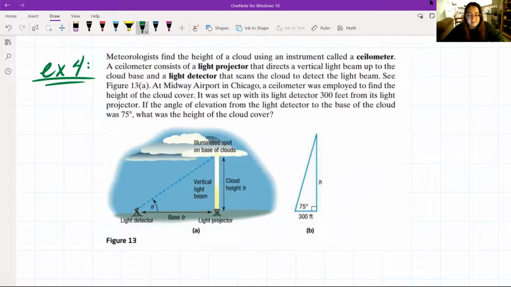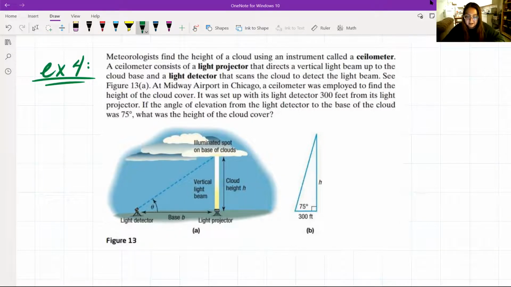So example 4: meteorologists find the height of a cloud using an instrument called a ceilometer. A ceilometer consists of a light projector that directs a vertical light beam up to the cloud base, and a light detector that scans the cloud to detect the light beam. So see figure 13a. 13a is our actual illustrated image here.